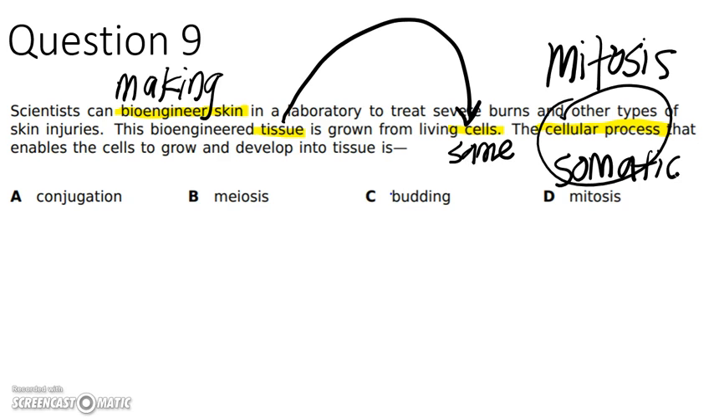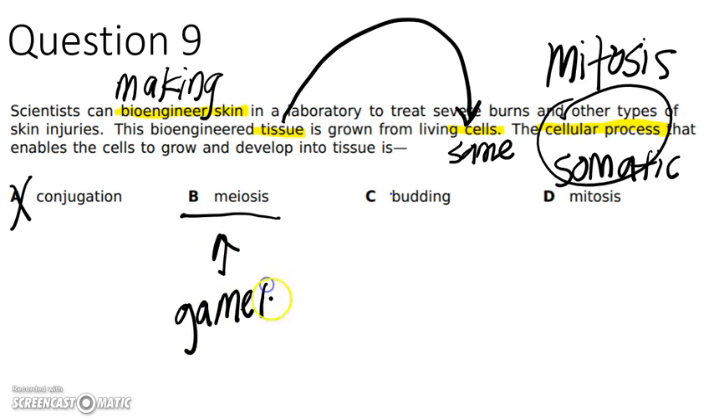So when we look at the answer choices, we see conjugation we've never seen before. Let's rule that out. Meiosis we know is not the answer because meiosis makes the gametes. And the gametes are not the body cell, so skin's not included in that. And something interesting is the gametes are only made one time. So in meiosis, these cells are made. They're not going to stick together and form tissue. They're just made one time, and that's it.